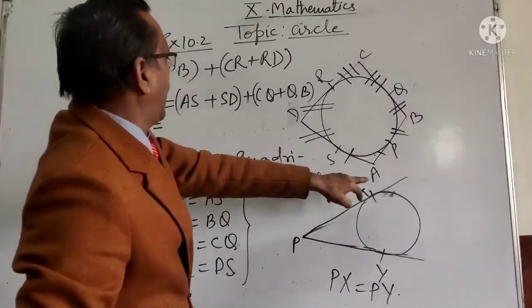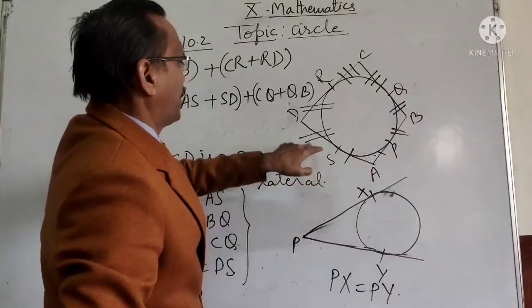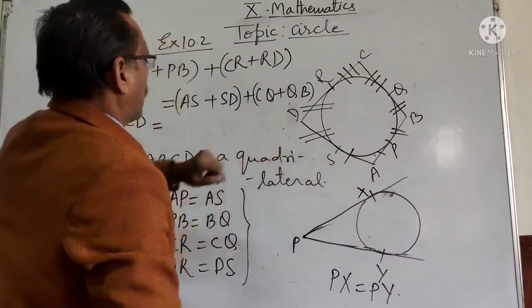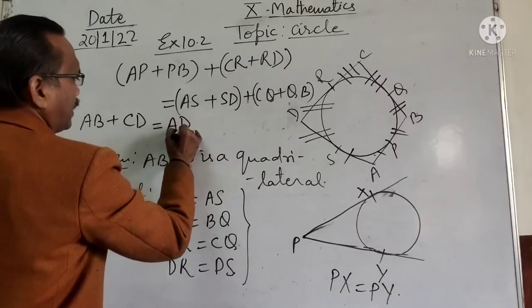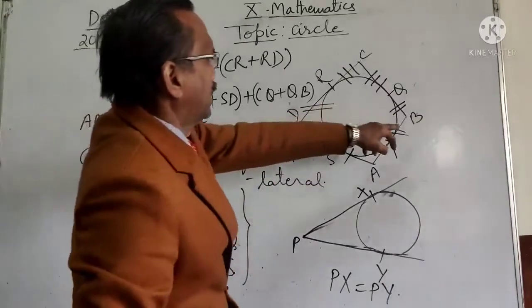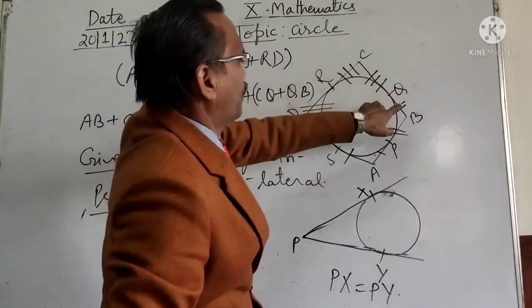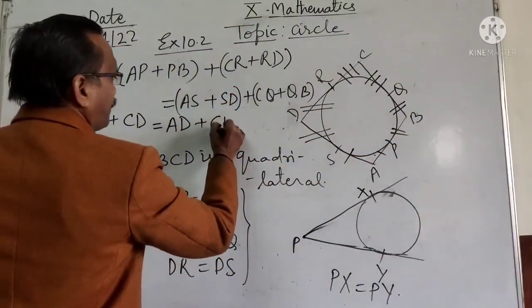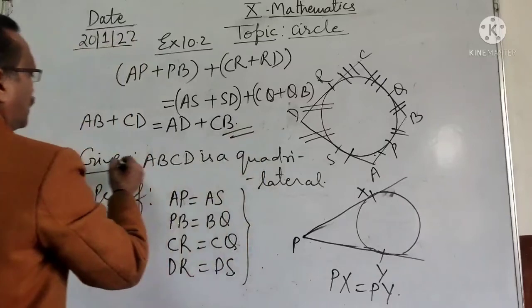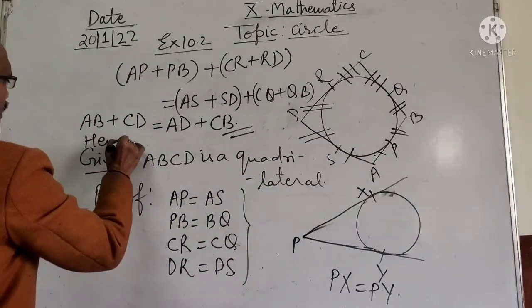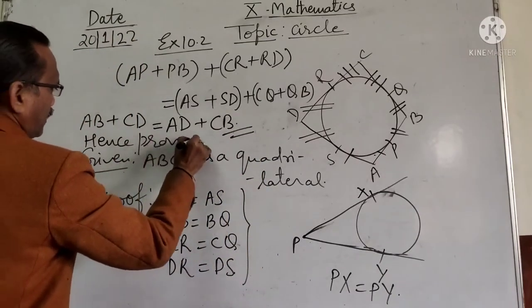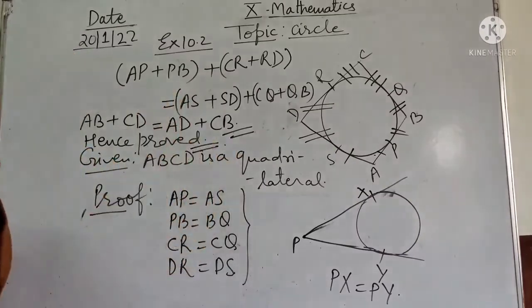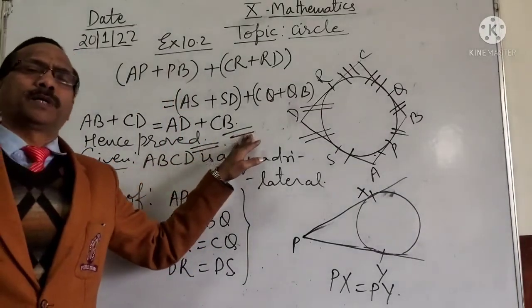And AS plus SD equals AD, plus CQ plus QB equals CB. This we have to prove. So hence proved. So that was the solution of the question.